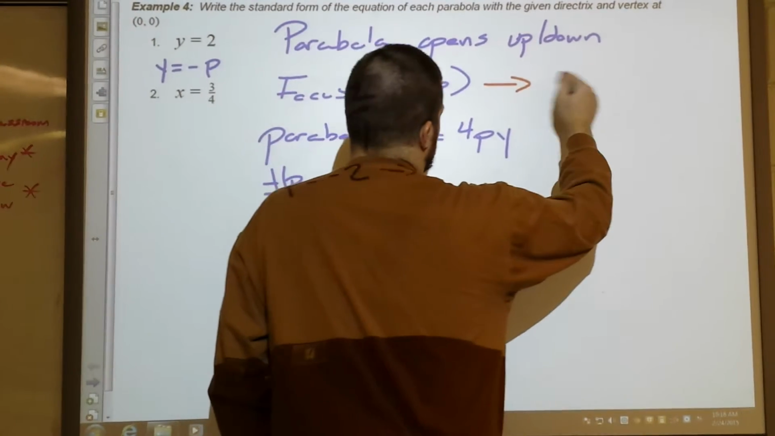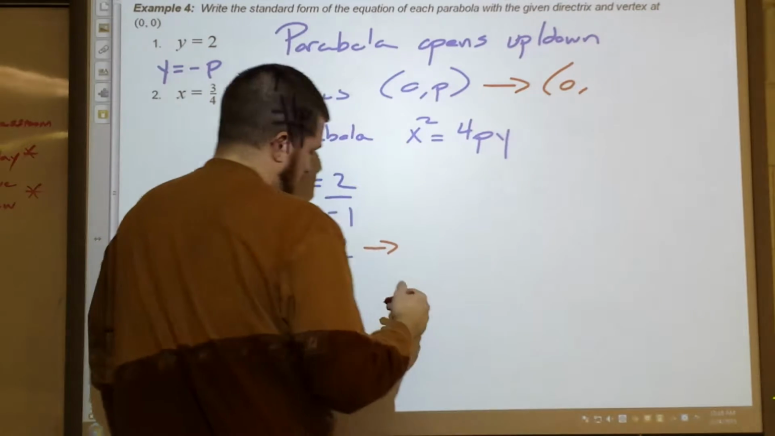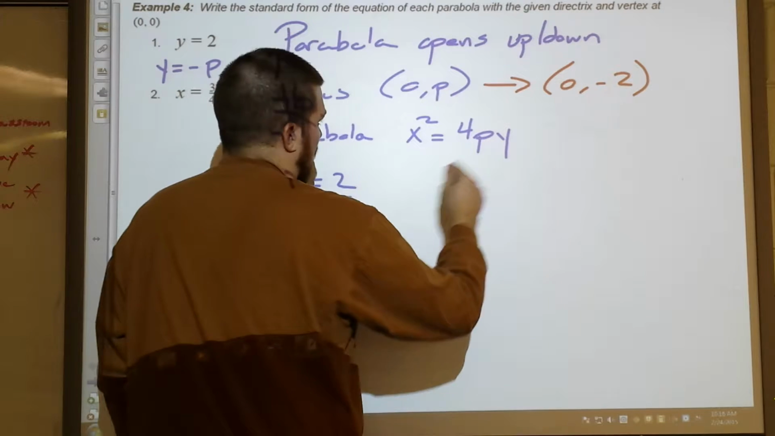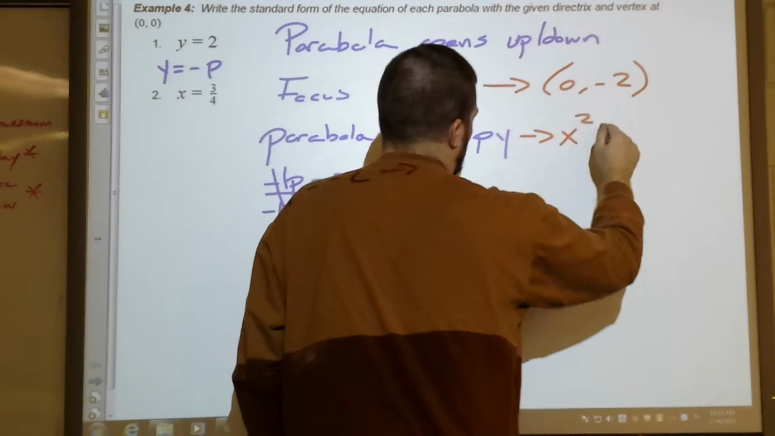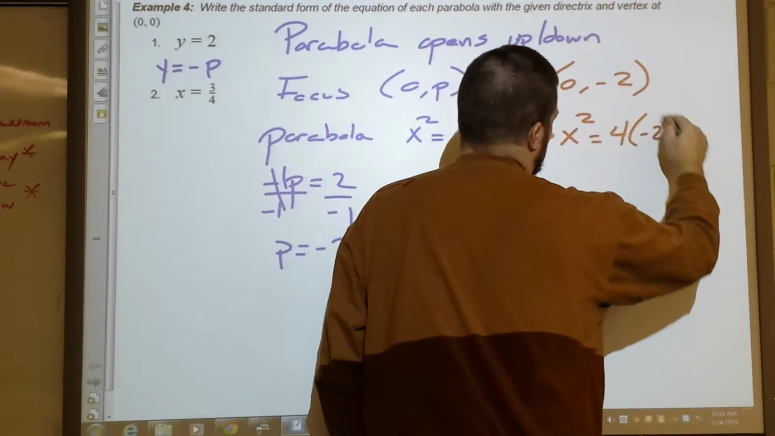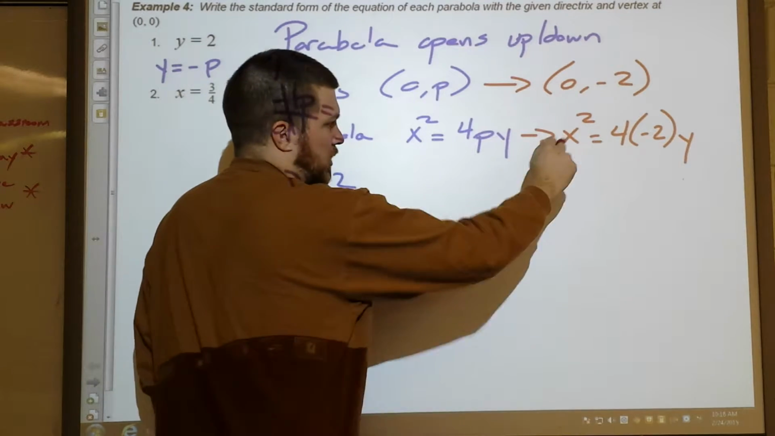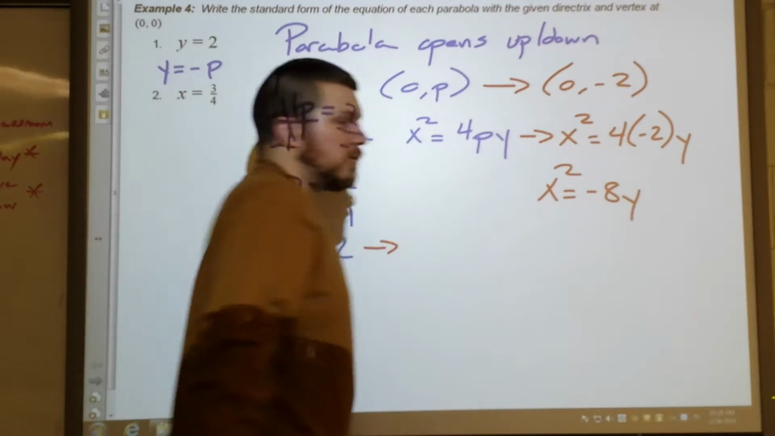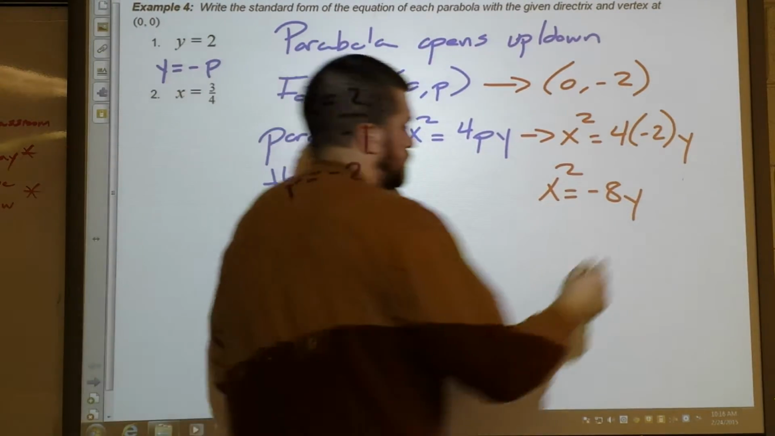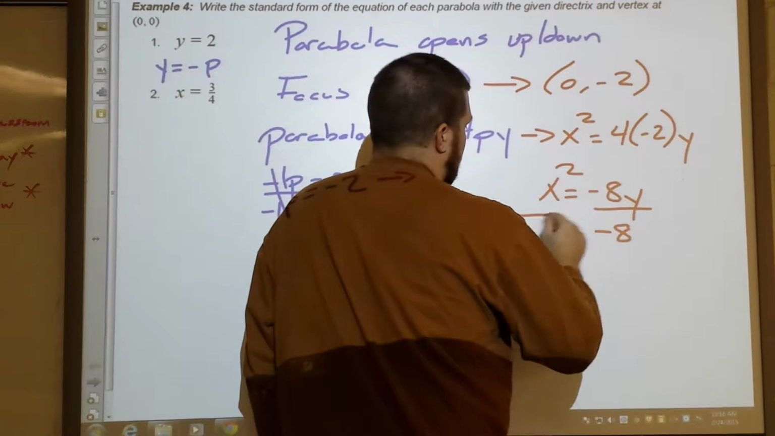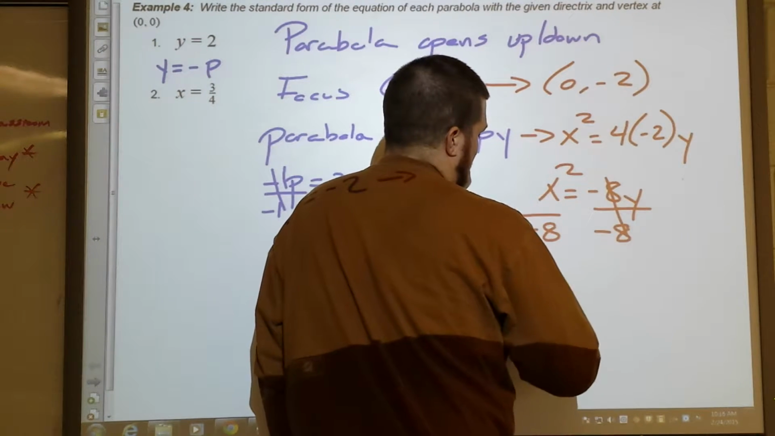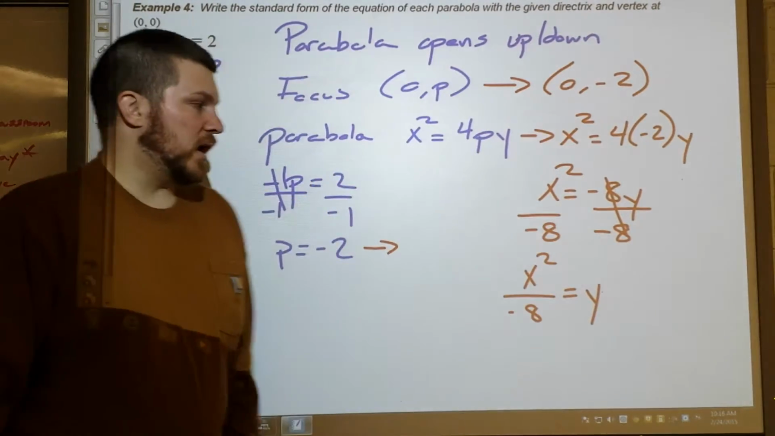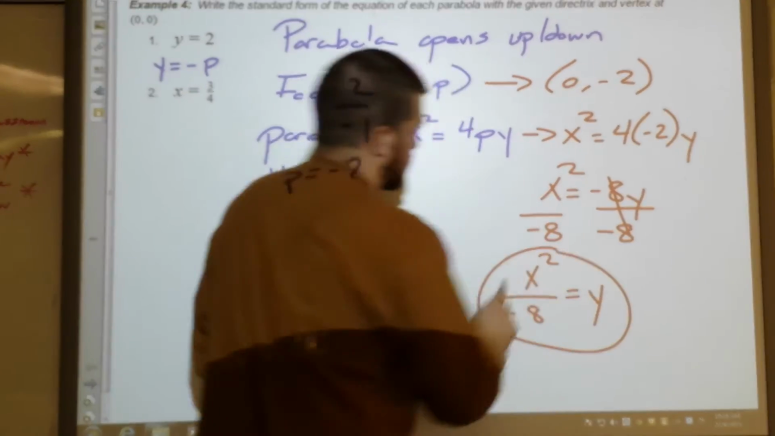So the focus is now at 0, negative 2. And my parabola equation becomes x squared equals 4 times negative 2 times y. I want to clean this up as much as possible. So x squared equals negative 8y. And I want to get y by itself so I can graph this. So divide by negative 8, divide by negative 8 on both sides. So I have x squared over negative 8 equals y. My calculator can graph this, no problem. So that's the equation that I was looking for.